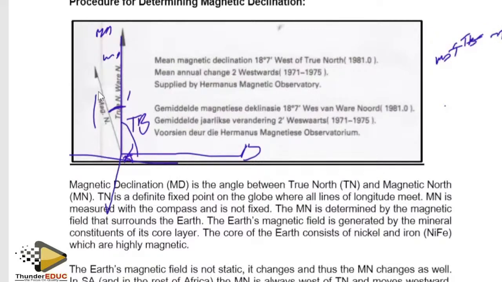Come to your graph. When you add this angle here from the magnetic north plus the true bearing, what do you get? You get magnetic bearing. So magnetic declination plus true bearing, you get magnetic bearing. So you cannot get magnetic bearing before you calculate magnetic declination and before you get the true bearing.